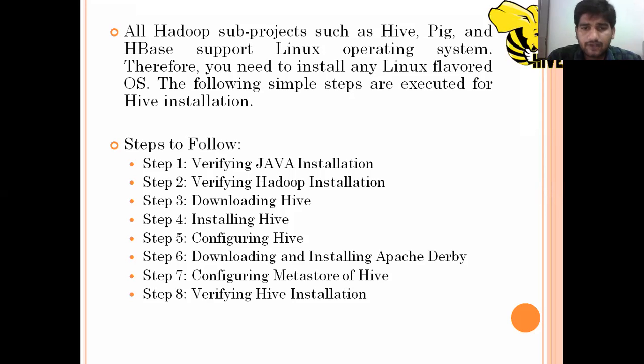Then verifying the Hadoop installation. If it is not there, how to download Hadoop and how to install it in any of three ways: the local mode, pseudo distributed mode, and the fully distributed mode. Any one we are going to select and install. Once it is installed, we need to check whether it is properly executing or not. Based upon that verification, we are going to set it.